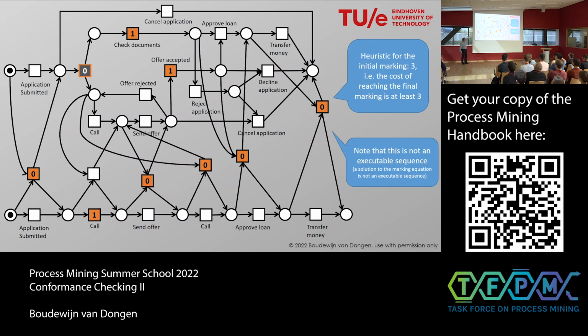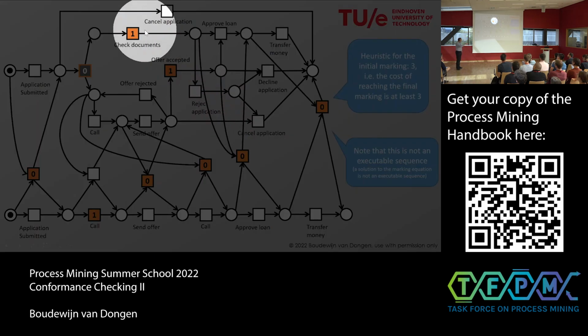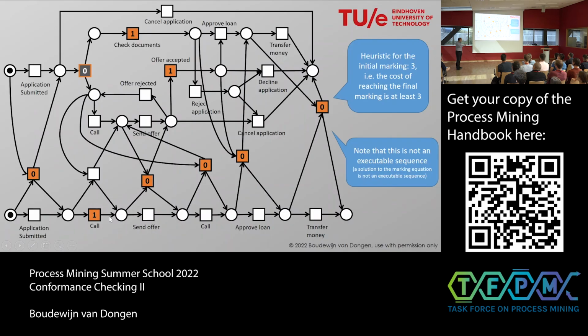It tells me you fire application submitted synchronously, you do a log move on this call, then synchronous send offer, synchronous call, synchronous approve loan, synchronous transfer money, and somewhere in the meantime you have a check documents and an offer accepted. Both of them are model moves. Cost of this is 3, right? The check documents, the offer accepted, and this call actually have a cost of 3, so this is a minimal solution. However, I hope you spotted that this is not a realizable sequence.